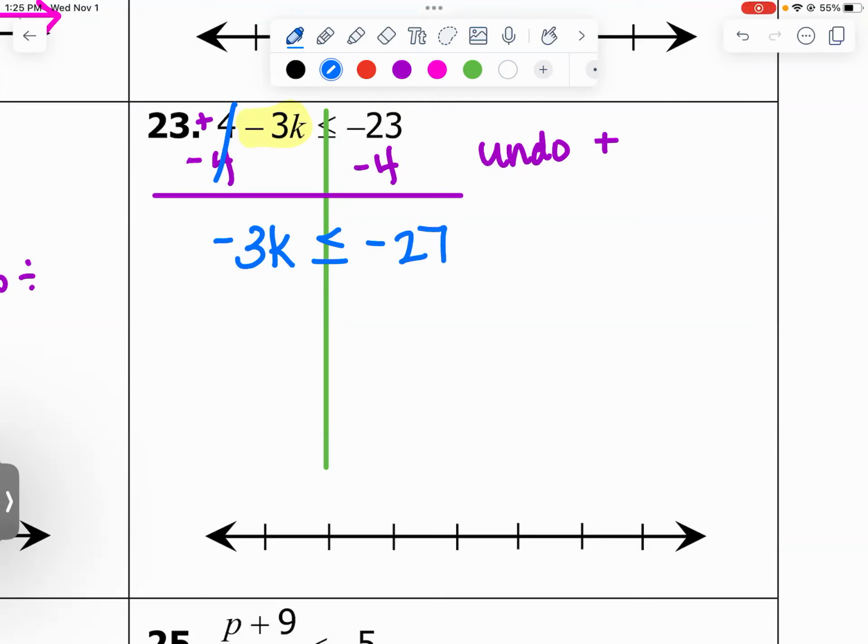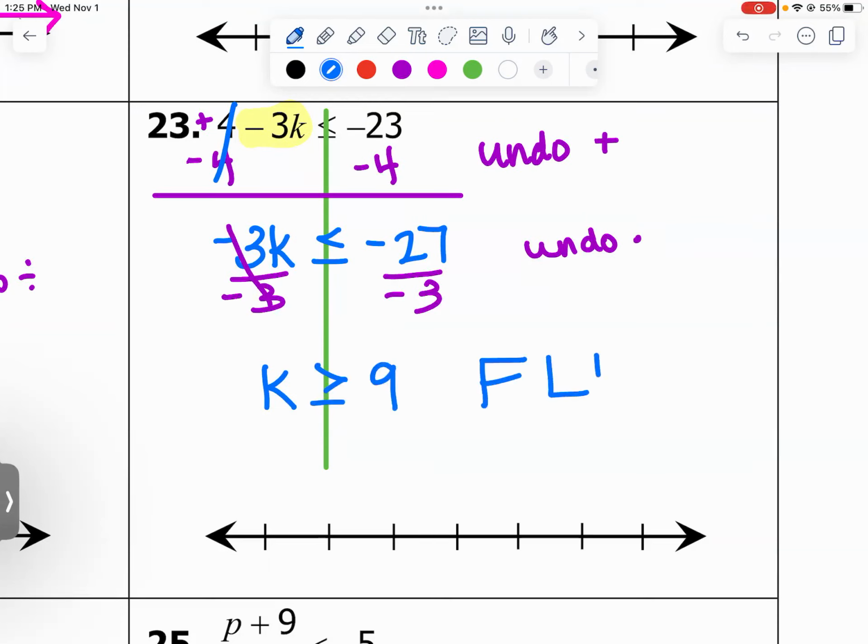I want you to look. Did you keep the negative with the 3K? If you didn't, fix it right now. Okay, Madison, what do we need to do with that -3? We need to divide both sides by -3. So we get K is greater than or equal to 9. We have to flip the sign. Watch me flip.